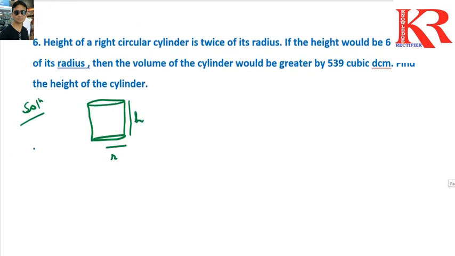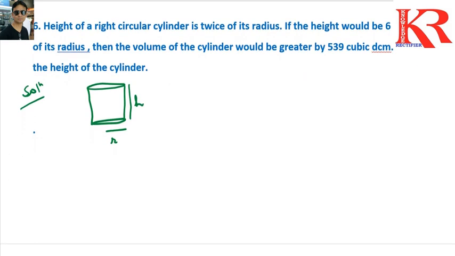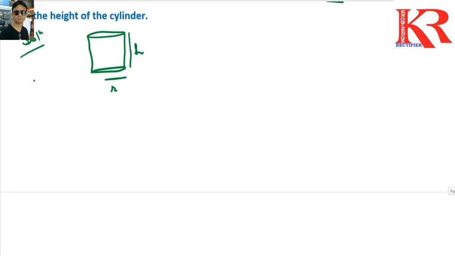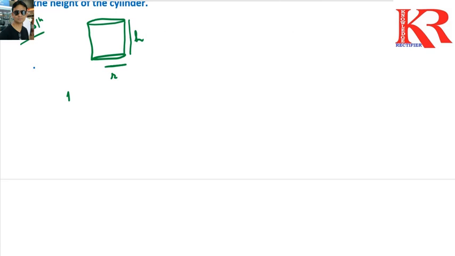And in the first case, what is given? Height is twice the radius. If the radius is 2, height will be 4. And in the second case, it is 6 times. In the second case, the height is 6 times the radius. If the height is 6 times the radius, then compared to the first case, the volume in the second case will be 539 times more. That is the question. Okay, so let me first of all do the first case.